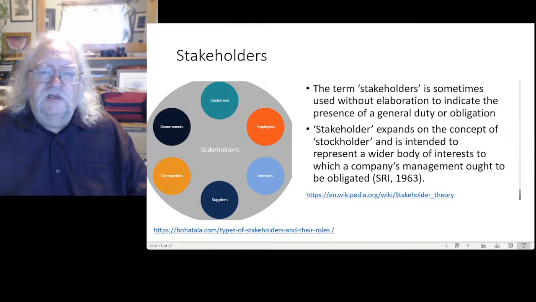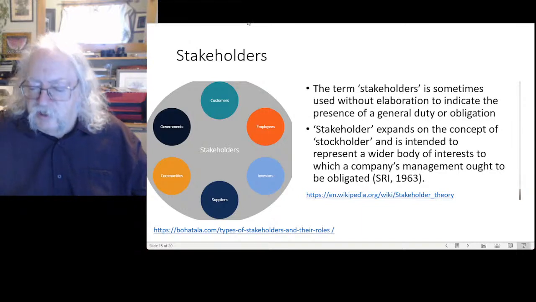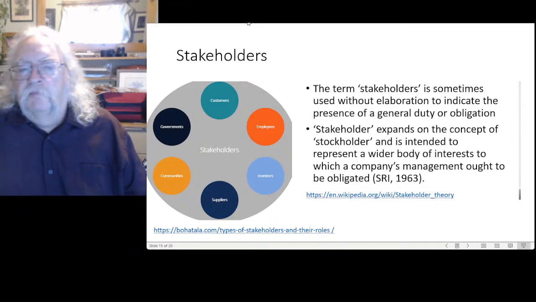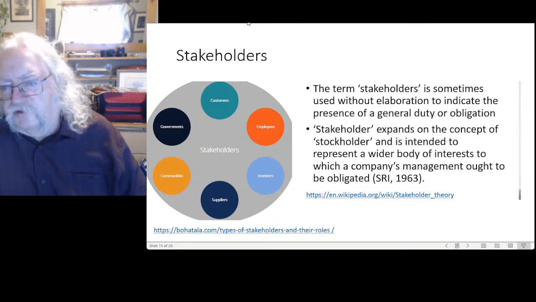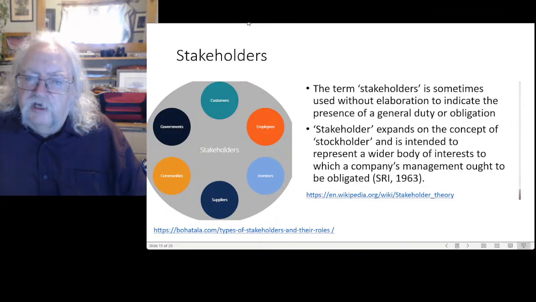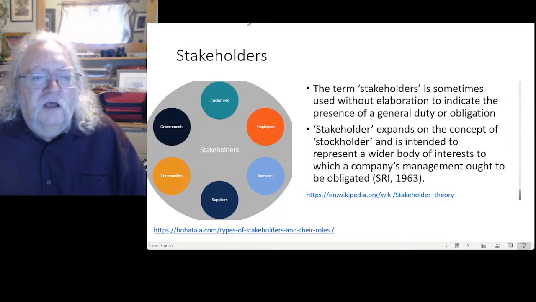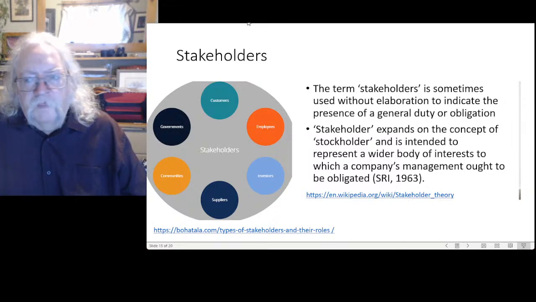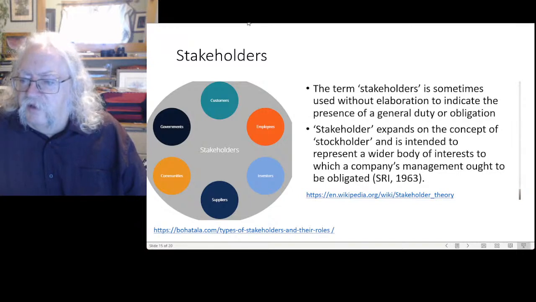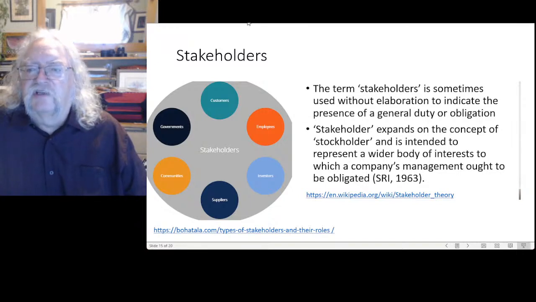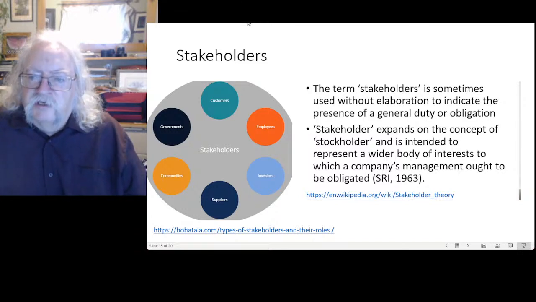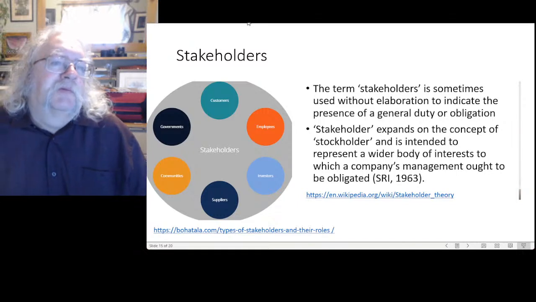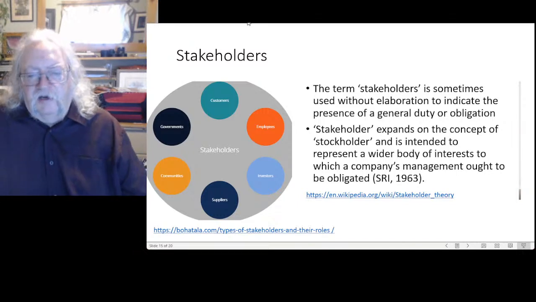Now, this term, stakeholders, is used a lot, not just in ethical codes, but in discussions of ethical principles generally, projects, consultations, management practices, etc. The term stakeholder really expands on the concept of the stockholder, and is intended to represent a wider body of interests to which a management or a professional might be obligated.